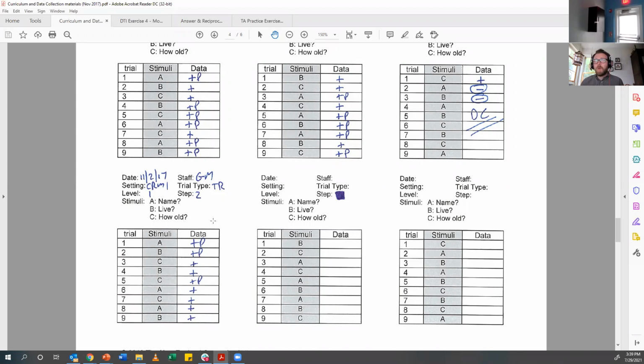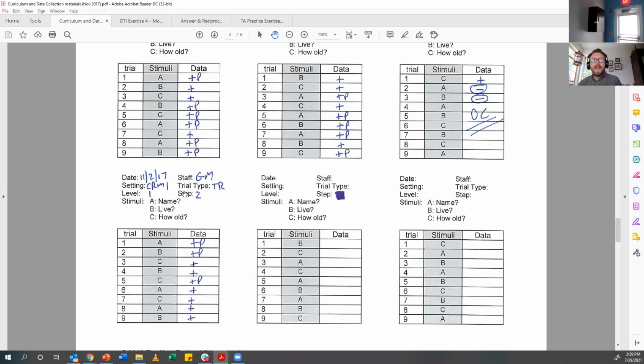Let me ask everyone a question. Let's pretend you are the teacher about to work with our friend Tom here. You're looking at this data sheet that we have up on the screen, the data sheet that you hopefully have in front of you. If you were about to teach the next session, you're going to write in a step. What step would you be at?